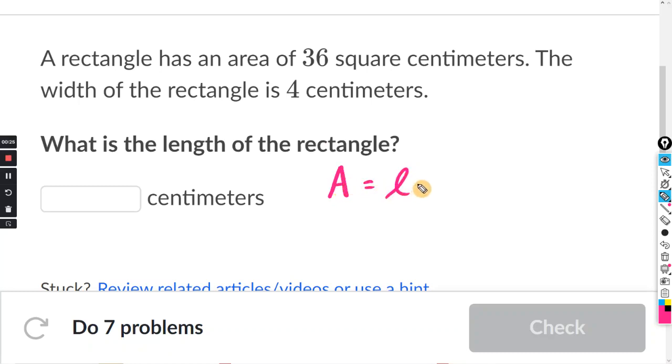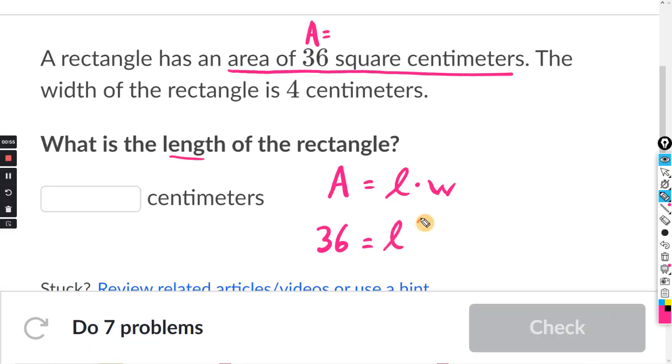is just length times width, or L times W. All right, it says in the problem that the area is 36 square centimeters. So that is going to be plugged in for the value of A. In place of A, area, that's going to be 36. And that equals the length, which is exactly what we're looking for, times the width, which they gave us in the problem. The width is 4 centimeters.